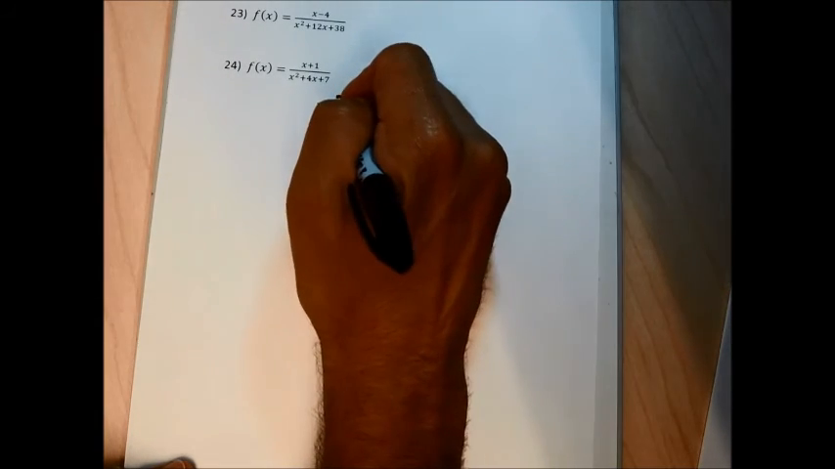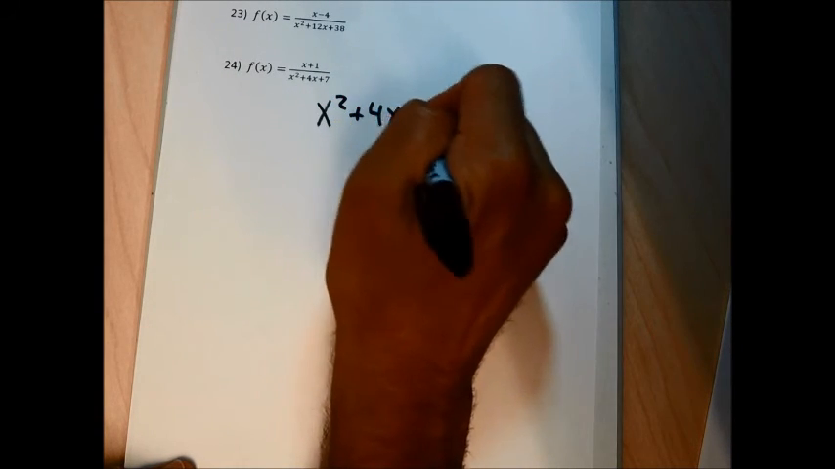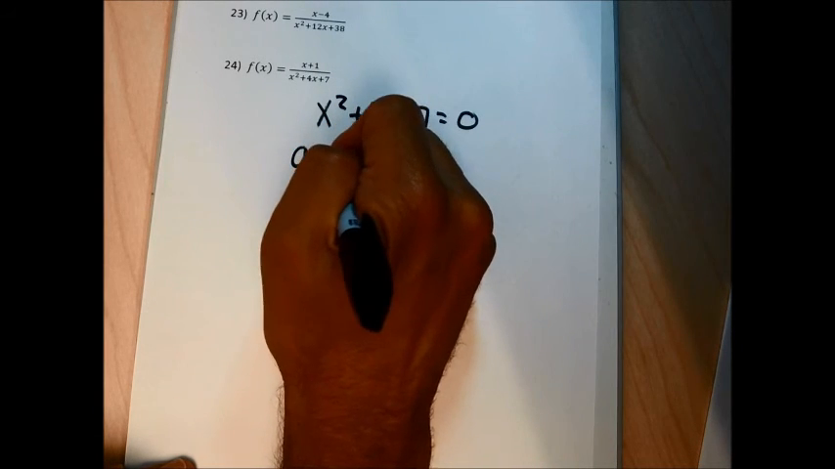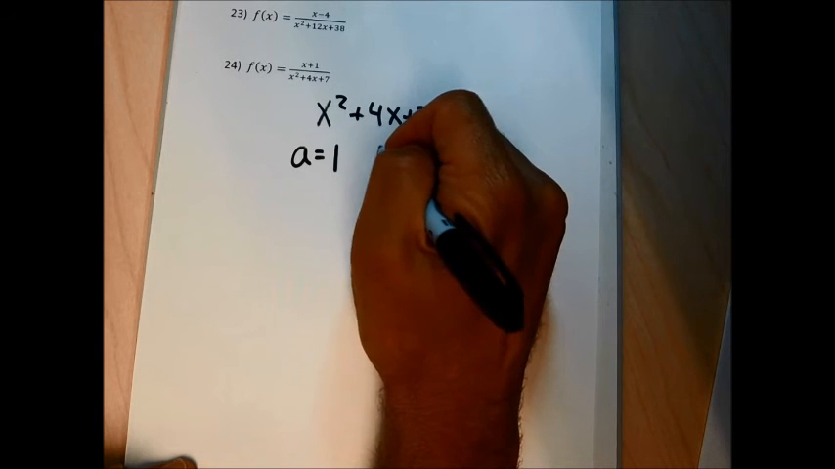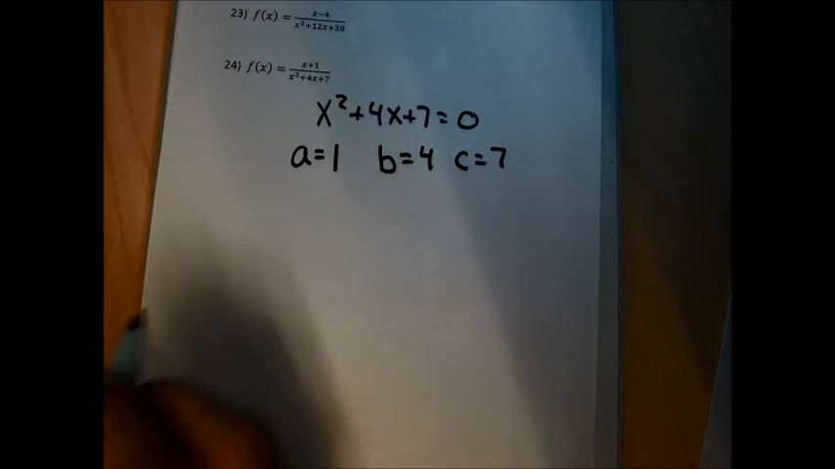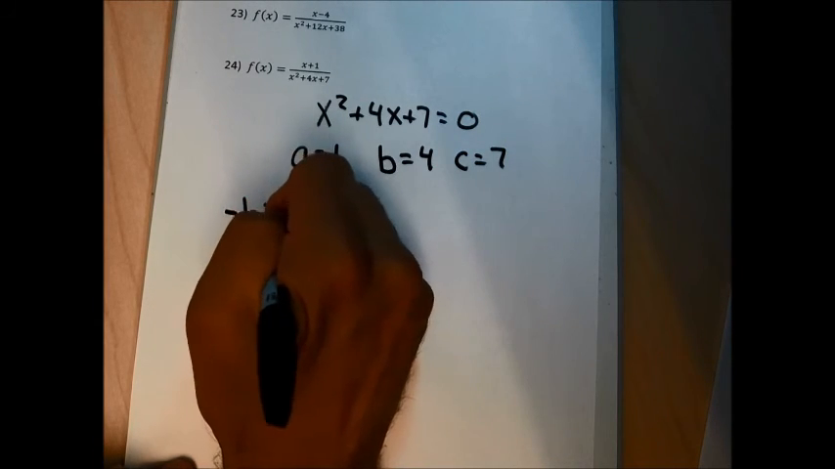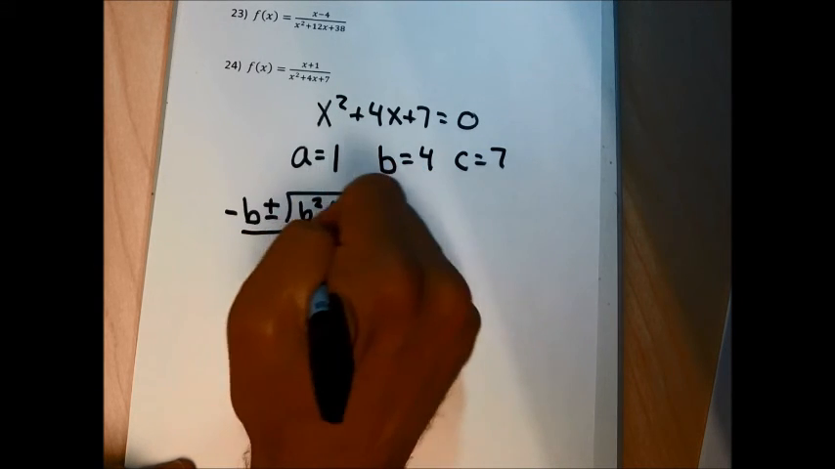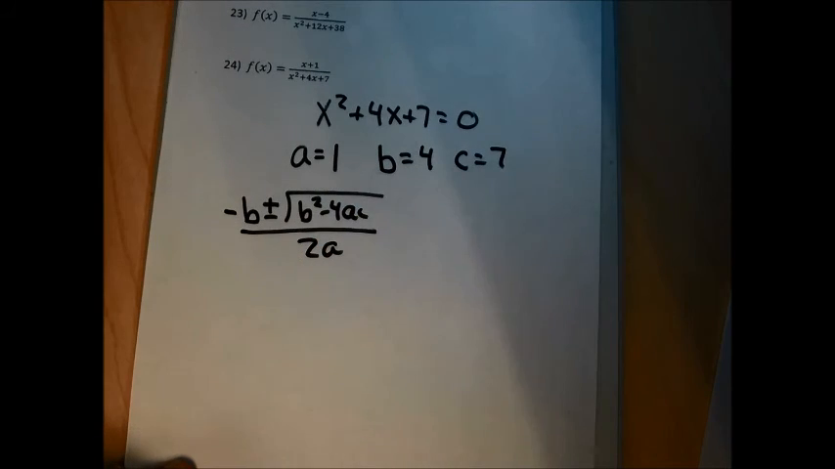For 23 and 24, I take the denominator and set it equal to 0 to find my points of discontinuity. That's prime. That's no good. So either I'm going to use the quadratic formula or completing the square, and I'm going to use the quadratic formula because it's probably the easiest way to solve this. I need to remember the quadratic formula: negative b plus or minus the square root of b squared minus 4ac, all over 2a. And now I'm going to plug the numbers in.